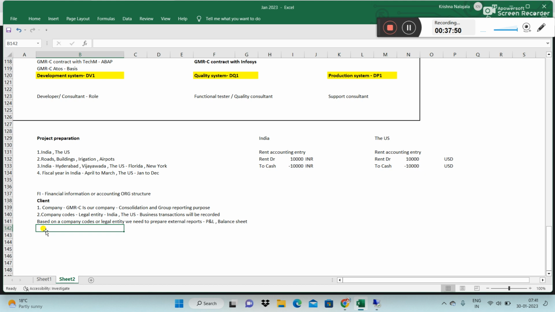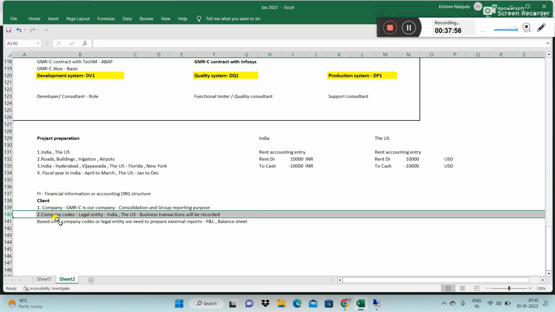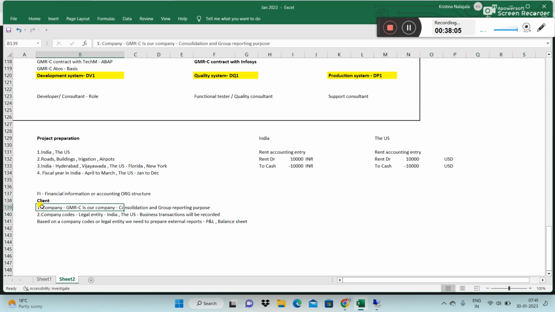That's all. Then you created a company, you created company codes, but is there any link here? Did we create any link here? Yes, sir, I've not assigned anything. I've just created a company. This is create a company.